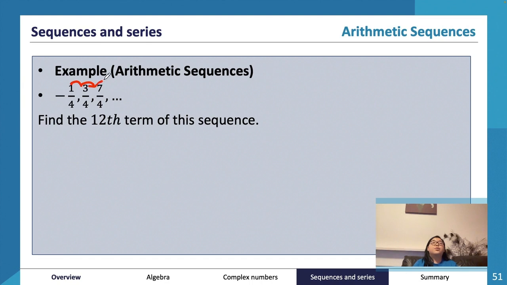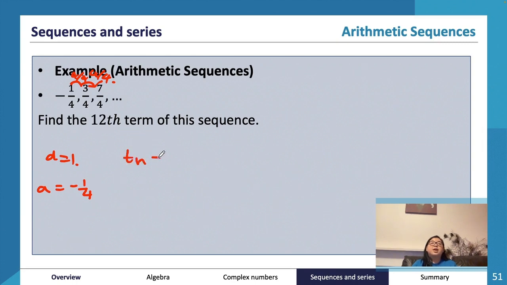So if we want to find the 12th term of this sequence, the first thing we want to do is figure out a rule for this, right? So we want to compare what's happening between each of these. We note that it's adding 4 on 4, or adding 1 essentially. So 4 on 4, 4 on 4. Therefore we can derive that d equals 1. And a would equal negative 1/4, right?